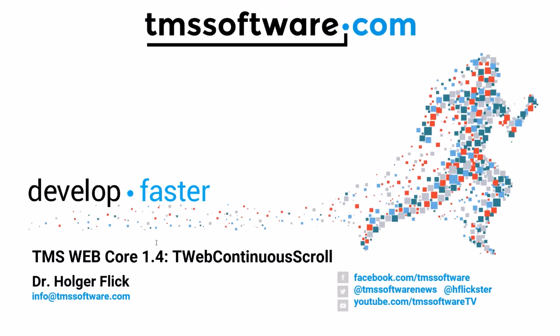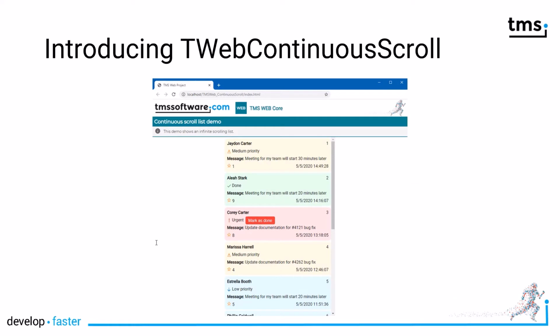TMS WEB Core version 1.4 introduces several new components and controls to the toolset of TMS WEB Core. TWebContinuousScroll is one of those components. Just like any other control in the TMS WEB Core toolset, this control comes with a great example, and I'll be using this example to explain to you how it works.